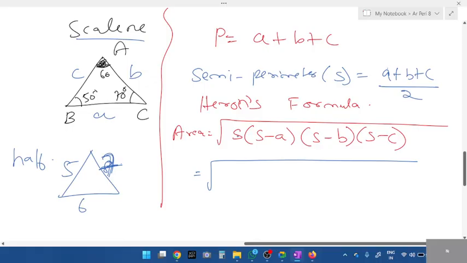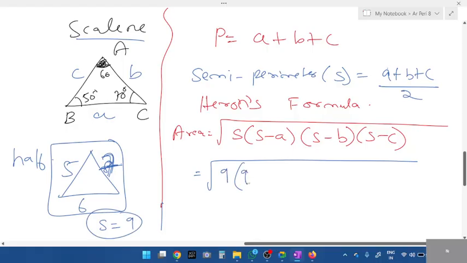Next. This S stands for semi-perimeter, students. For this question, what S value did we get? 9, right? 9. Look here: 9 into 9 minus A value. There are three values here, 5, 6, 7. You can take A as 5, B as 6, C as 7. Tell me what I have to substitute here. A value is 5. Next, 9 minus 6, 9 minus 7.